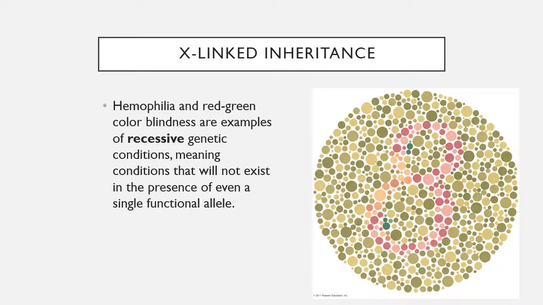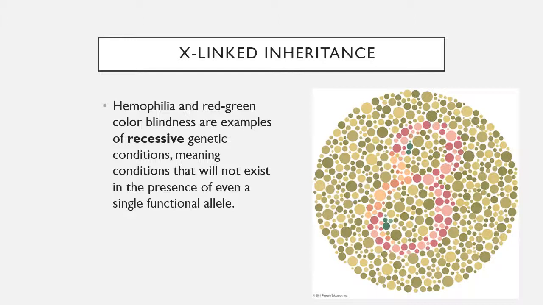Hemophilia and red-green color blindness are examples of recessive genetic conditions we talked about, meaning the conditions will not exist if you only have one dysfunctional allele and one functional allele. You have to have two copies of that allele in a female for it to show up, but if it's X-linked, you only need one copy of it in a male to show up.